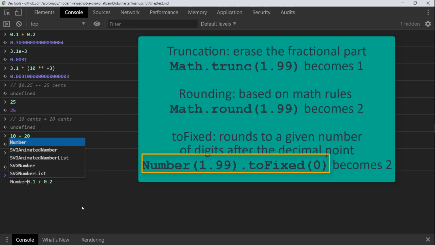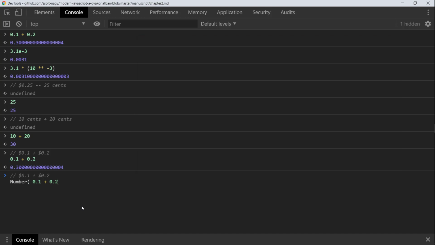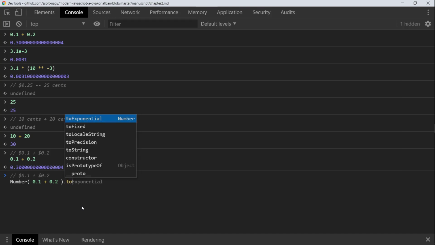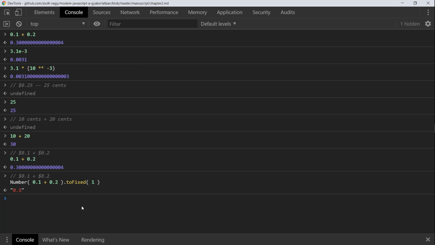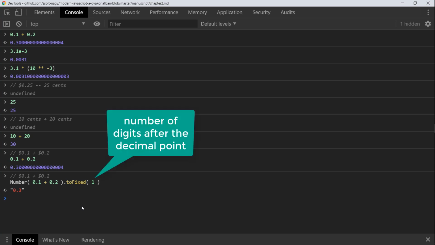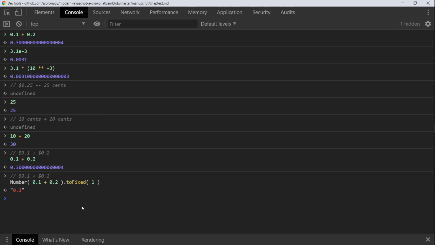So imagine you have this 0.1 plus 0.2. We already know that it's not going to be too safe to add these two numbers, but we could just wrap it inside Number. So we have this Number constructor and call the toFixed method of this number. And in this toFixed method, we can add the precision. This precision can be 1.